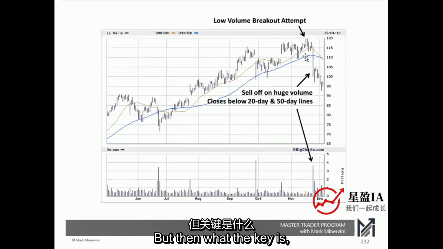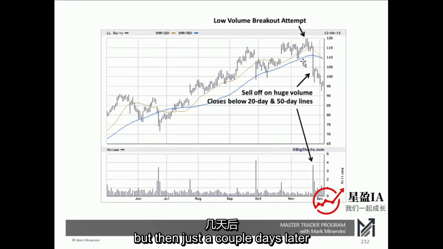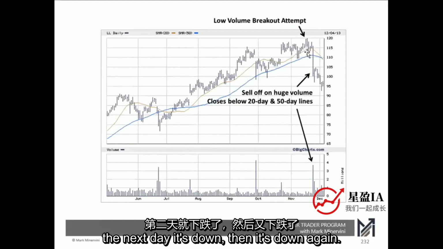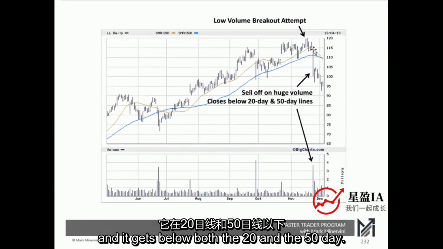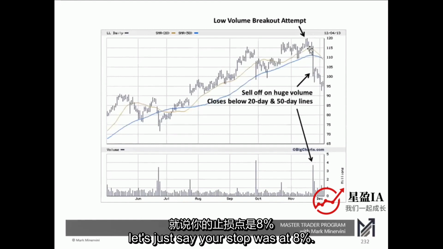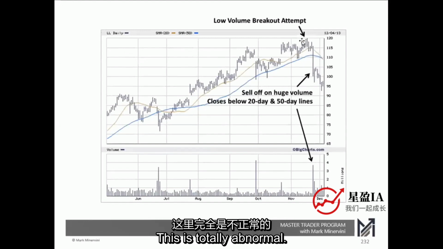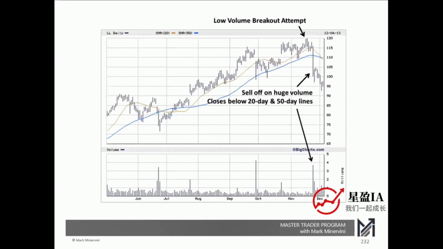But then the key is, you see it comes out, and the volume's not even that great to begin with. Then just a couple days later, see, there's no follow through. The next day it's down, then it's down again. Then it gets this little feeble 2-day rally, and then wham, gets crushed. And look at the volume, and it gets below both the 20 and the 50-day. So if you hadn't hit your stop yet, let's just say your stop was at 8%, and this is down 6% here, I'd be out. I'd definitely get out of here. This is totally abnormal. This is not how a stock should look after it breaks out.